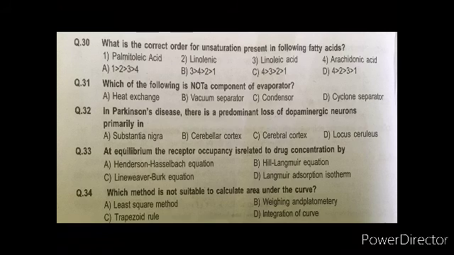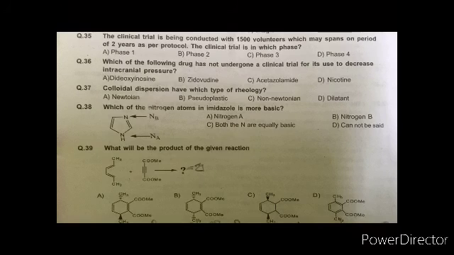Question number 34. Which method is not suitable to calculate the area under curve? Least square method, trapezoid rule, weighing and platometry, or integration of curve. Question 35. The clinical trial is being conducted in 1,500 volunteers, that spans a period of 2 years as per protocol. The clinical trial is in which phase? 1, 2, 3, or 4?